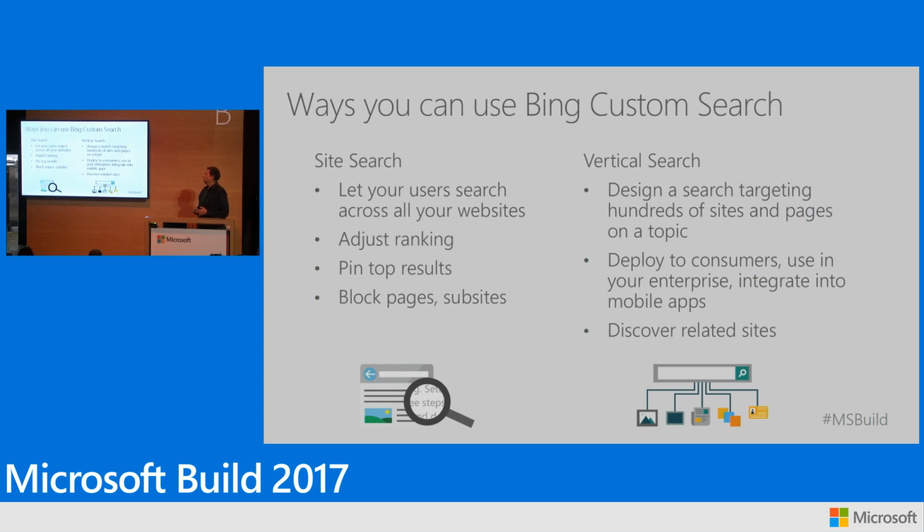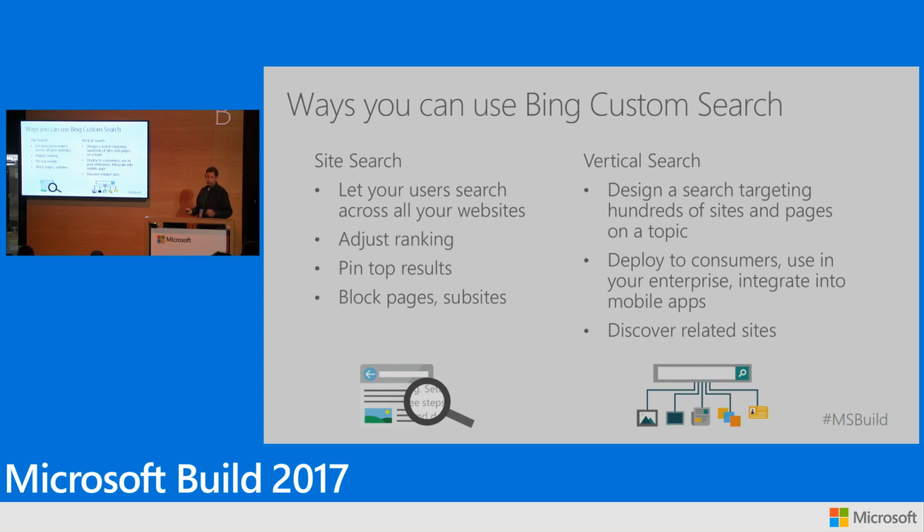So what are the ways where you can use Bing Custom Search? Bing Custom Search is a tool to tailor Bing Web Search to the specific needs of your business. Today I'm going to talk to you about two important scenarios that you can use it for. The first is site search. What is site search? It's quite simply if you're the owner of a website and you want to make your site searchable, then we have a solution for you. You can use the power of Bing to focus on the content of your websites, and we give you customization controls to adjust ranking, to move results around, block pages, subsites as necessary.